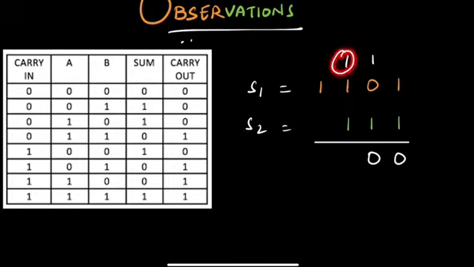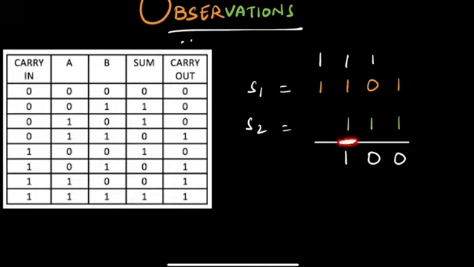Now, the carry is 1 and both of the digits are 1. Do we find the same pattern here in the table? Yes, in the last row, the carry is 1 and both of the digits are 1. So, sum is 1 and carry is 1. So, we'll put sum as 1 and carry as 1.